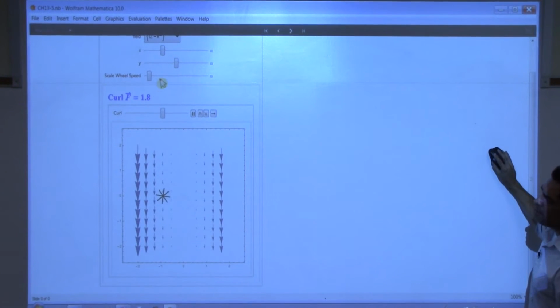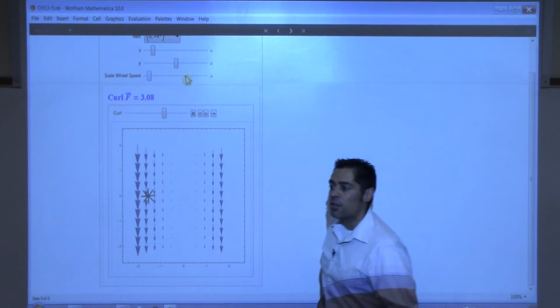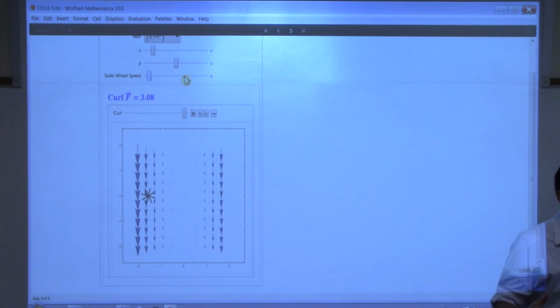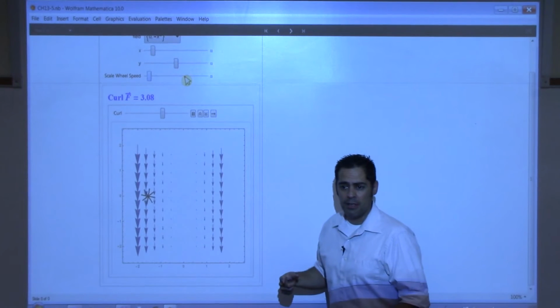Now, watch what happens if I move this further to the left. What do you think is going to happen? Things will start spinning faster? So same direction? Same speed? Let's see. Look, 3.08. The curl got bigger, right? And it's positive, so I have counterclockwise rotation, bigger number, faster spin.